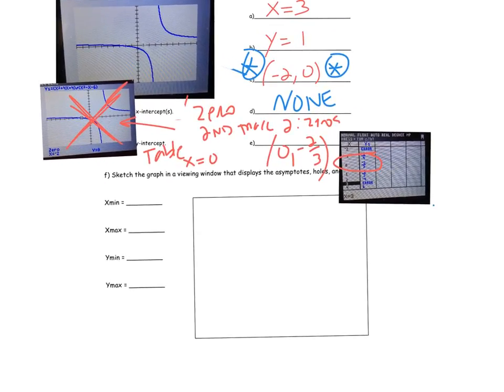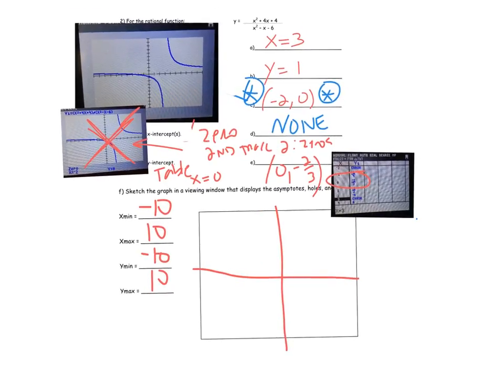Now finally, what we're going to do is sketch the graph in a window that displays the asymptotes, the holes, and the intercepts. And the good thing about these rational functions is that most of the time, the standard viewing window is sufficient for seeing all of those items. Here we saw that there was a vertical asymptote at x is equal to 3, so I'll go to about 3 on the x-axis and draw the vertical asymptote.